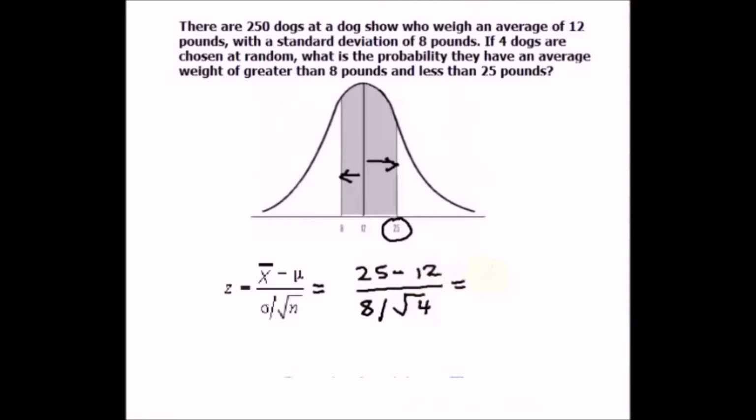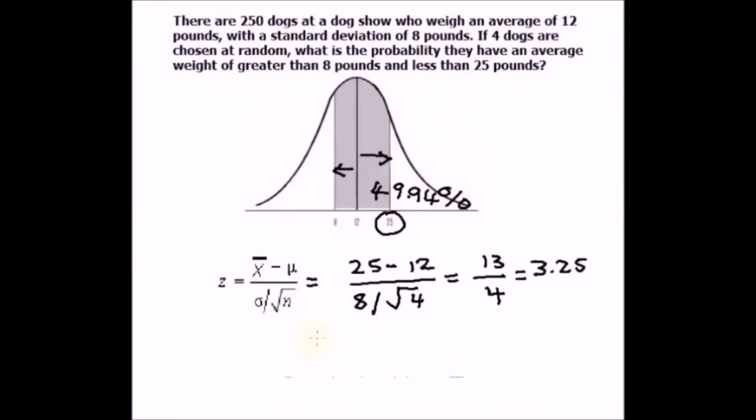So 25 minus 12 is 13, and 8 divided by 2 is 4. That gives us 3.25. And I'm going to want to look this up in the Z table. It is 49.94%.